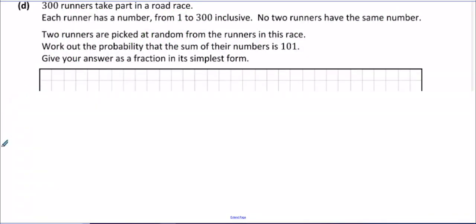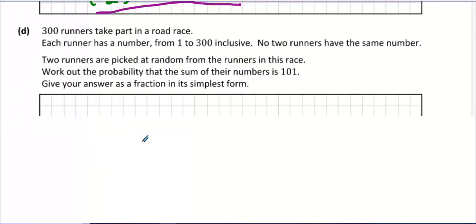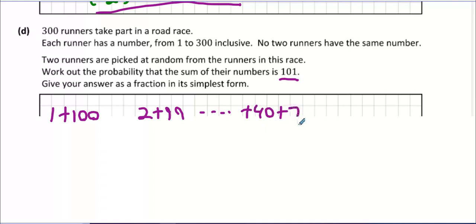Okay, so they have to add to 101. So you can do 1 and 100. You can do 2 plus 99. And then you could go towards the middle where you have maybe 40 and 61. And then you could go much further along the list and you might get all the way to 50 and 51 would be your last one.